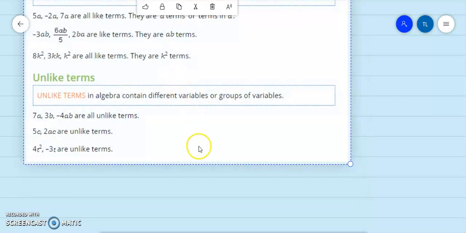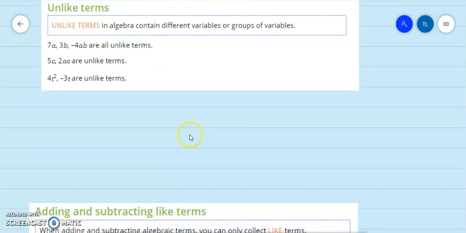So about unlike terms: unlike terms have different variables or groups of variables. For example, here 7a and 3b are unlike terms because we have a as one variable and b as another variable. A and b are different, so we cannot simplify unlike terms.